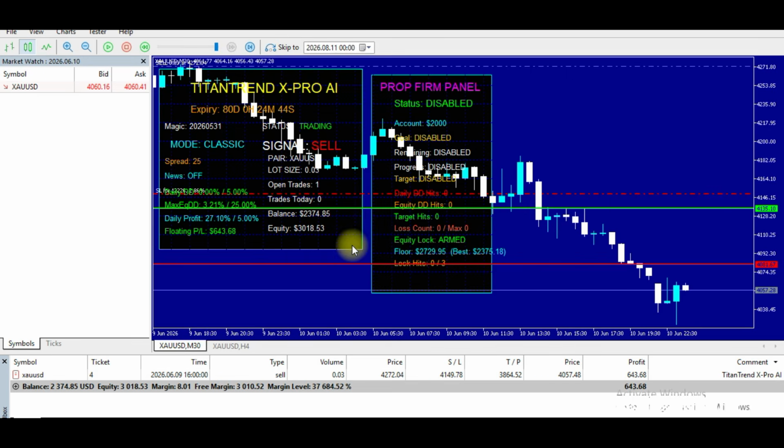When you watch here now, you can see that the equity is about $3,000 now. But look at this balance. This balance has increased from 2,200 and something to 2,700 and something. You understand now? He has locked. He has gained another one.